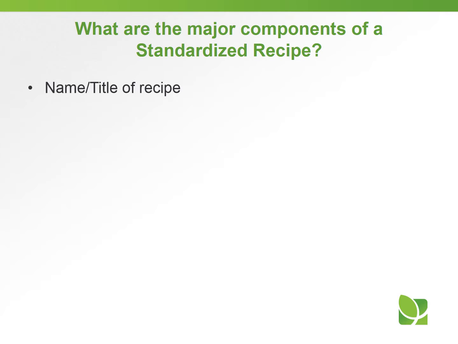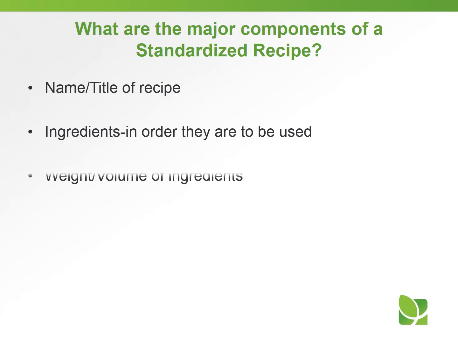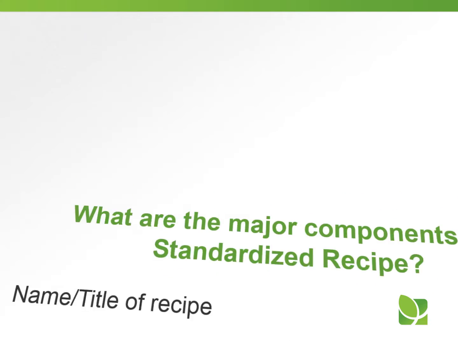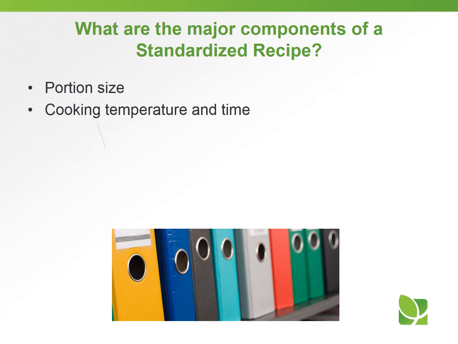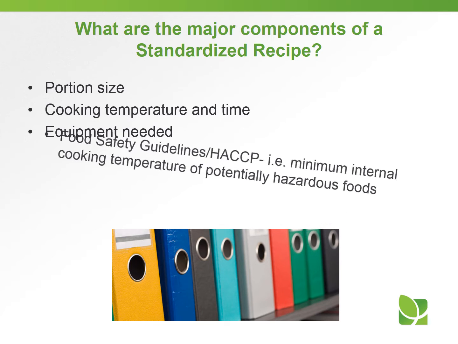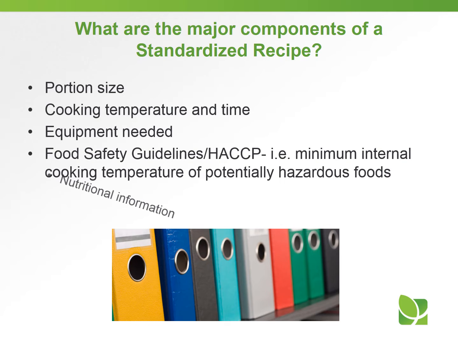So what are the major components of a standardized recipe? That would include name and title of the recipe, the ingredients in the order they are to be used, the weight or volume of ingredients, the assembly method, and the yield. So again, other important components of a standardized recipe would be the portion size listed, cooking temperature and time, equipment needed, food safety or HACCP guidelines, for example, like the minimum internal cooking temperature of a certain product, and also the nutritional information.